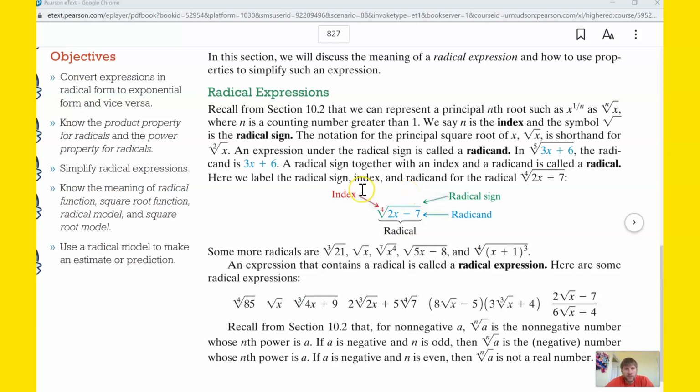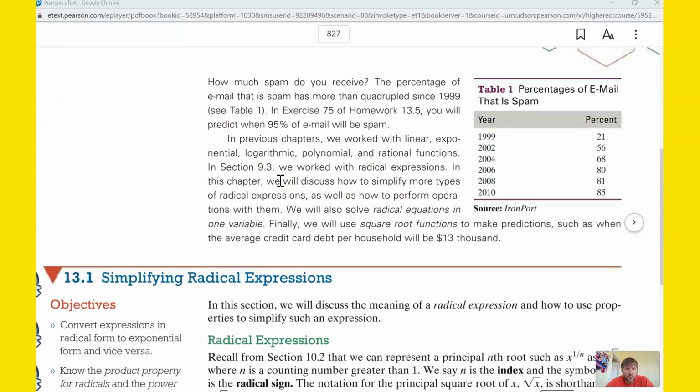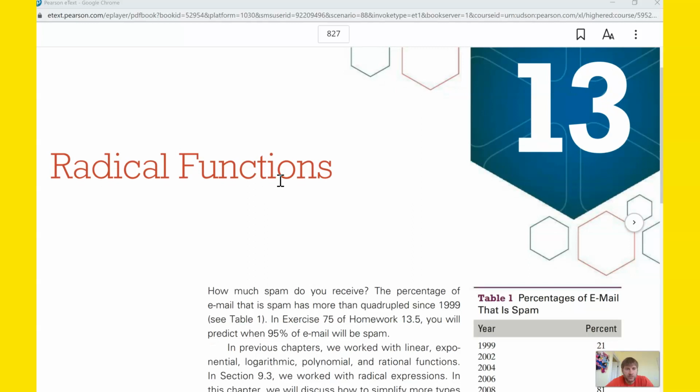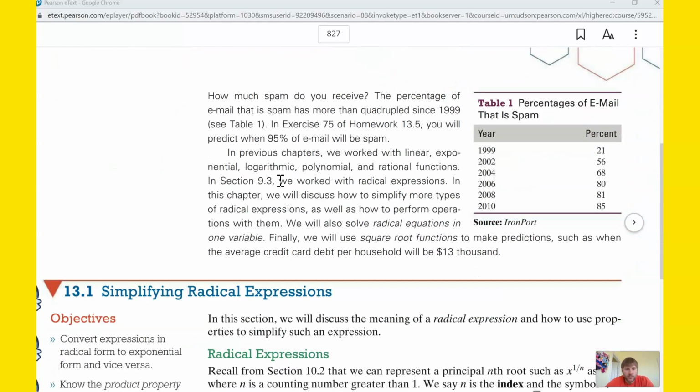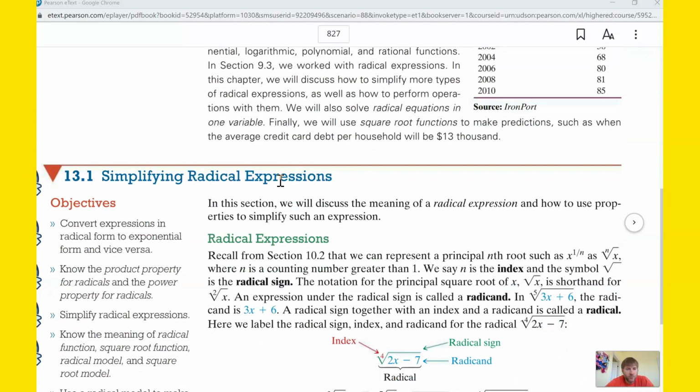Hello, Math 95 students. We are looking at Chapter 13. Chapter 13 is about radical functions. So we're going to look at how to simplify radical expressions and how to solve radical equations.